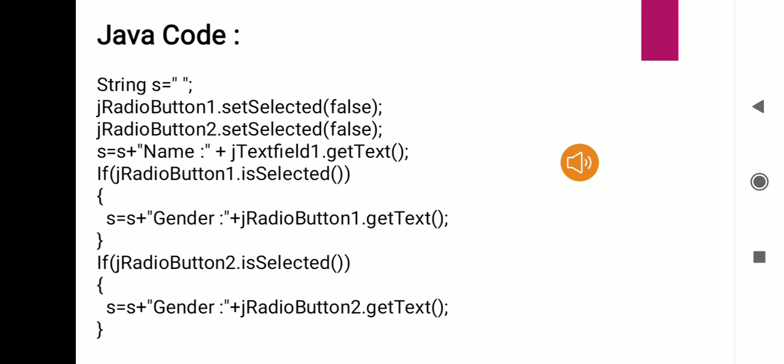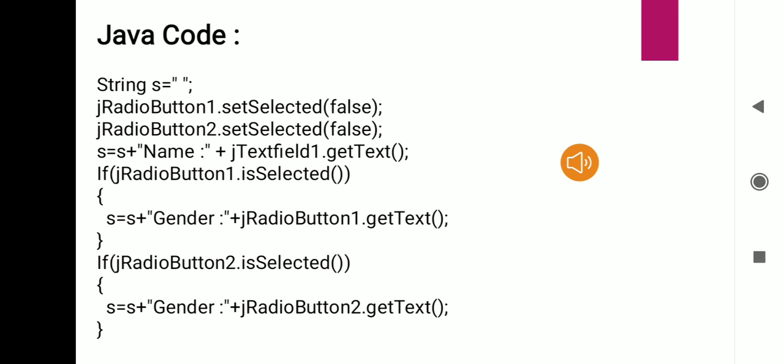Consider the Java program in this slide. The first line, string s equal to white space within inverted quotes followed by semicolon, assigns a white space character to the string variable s. We need this variable to hold the values for name, gender and hobbies.